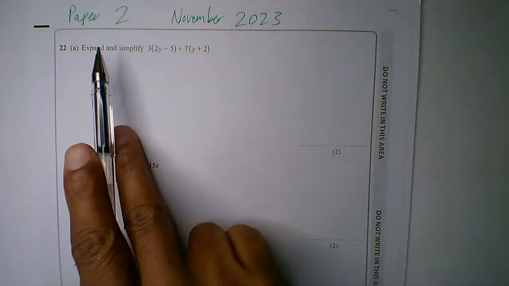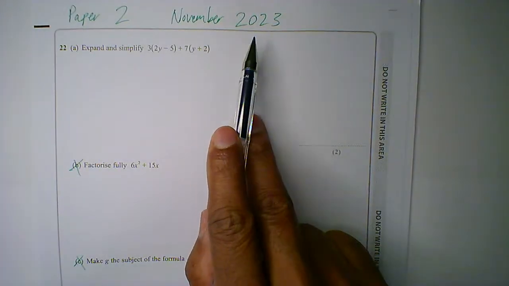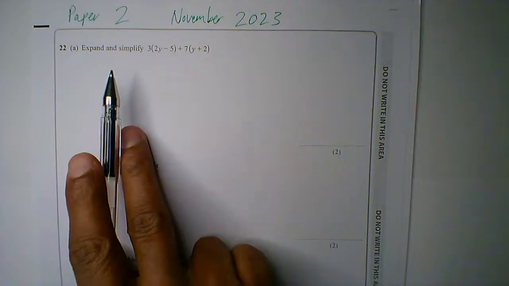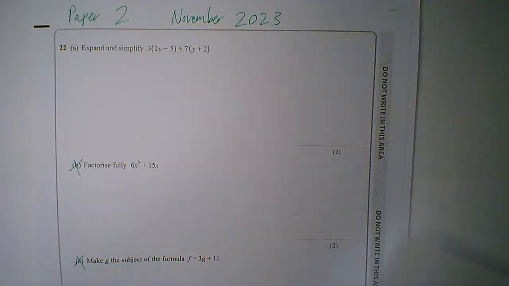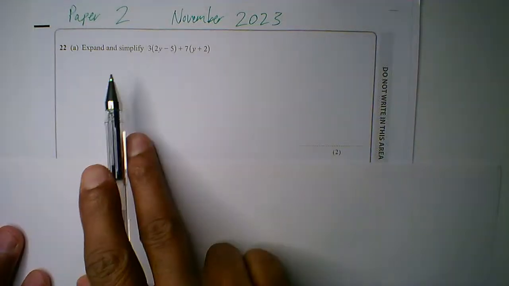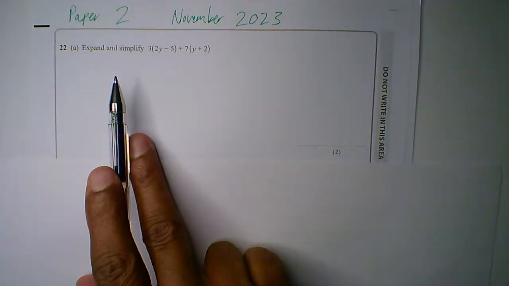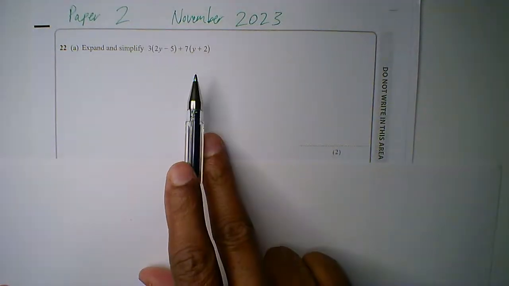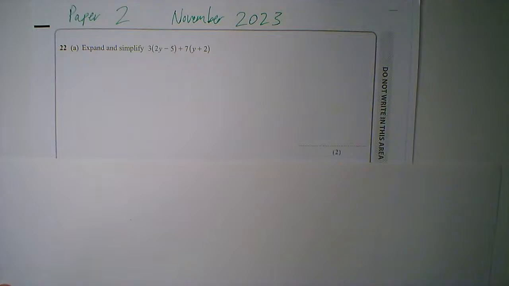This is from paper 2, November 2023. And again, very similar to what we've just done in the previous two questions. And you can see this is worth 2 marks. And again, this is both a higher and a foundation question. So this is a crossover question. They appear in both papers. Press pause and have a go. When you are ready, press play for the answer.